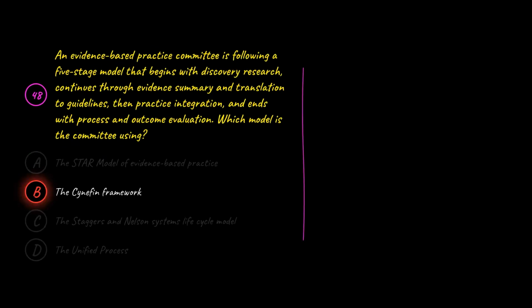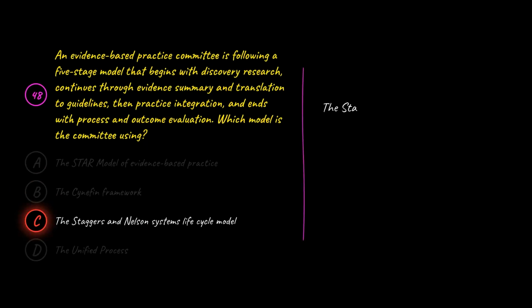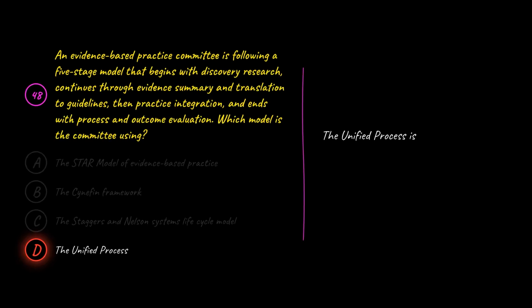B is wrong because the Cynefin framework classifies situations into domains for sense-making. It is not a 5-stage evidence translation model. C is wrong because the Staggers and Nelson systems life cycle model has phases like analyze, plan, develop or purchase, test, implement, maintain and evolve, and evaluate. Its purpose is system implementation, not evidence translation. D is wrong because the unified process is a software development methodology with 4 phases. It is not an evidence translation model.